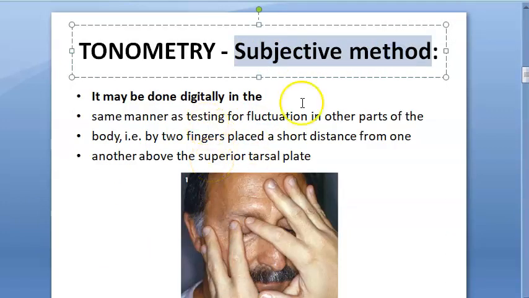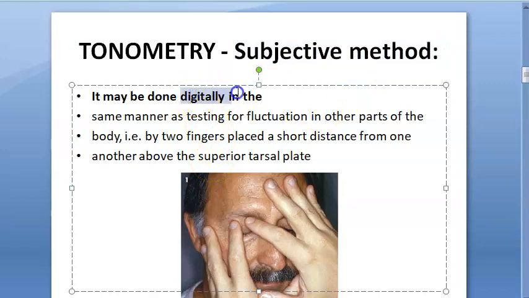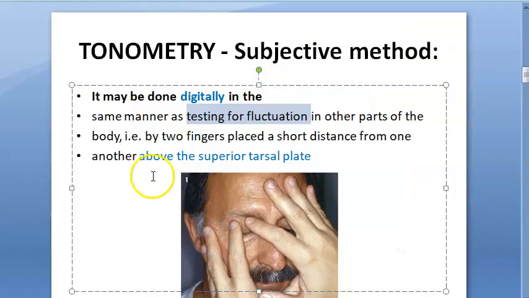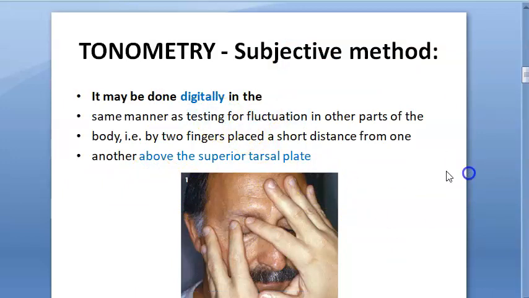Subjective tonometry is a subjective method. How will you measure the intraocular pressure? Digitally. Digitally means using your fingers. So you will just touch here where two fingers are placed a short distance from one another above the superior tarsal plate. You will test for fluctuation. So if it's stony hard, you know what it is. It could be absolute glaucoma, right? What do you think, guys? Am I saying it correctly? Correct, right? Okay. So testing for fluctuation, this is the digital method. I think you need a lot of experience to know what is hard and what is soft, right?